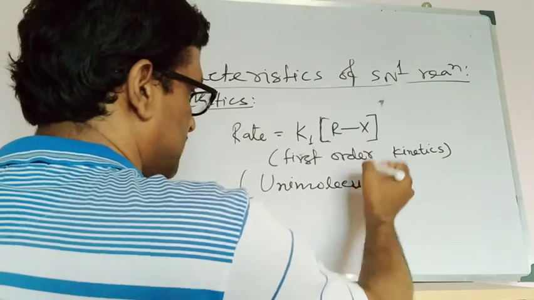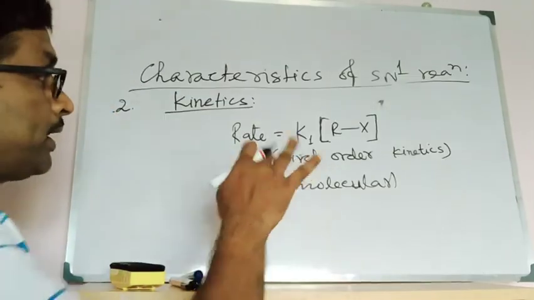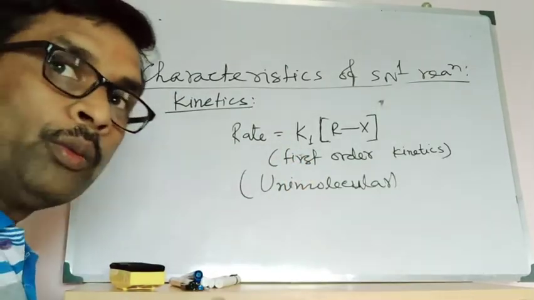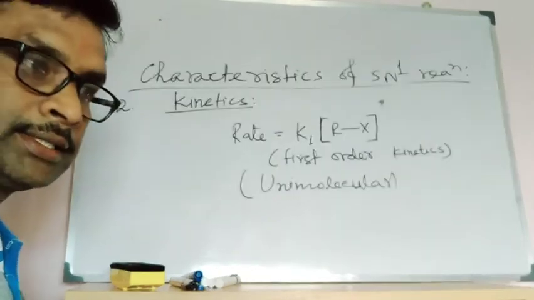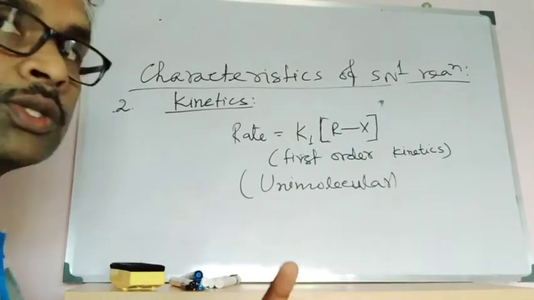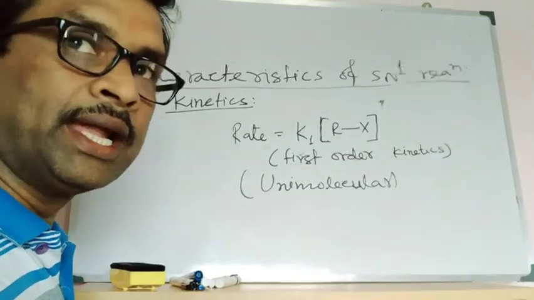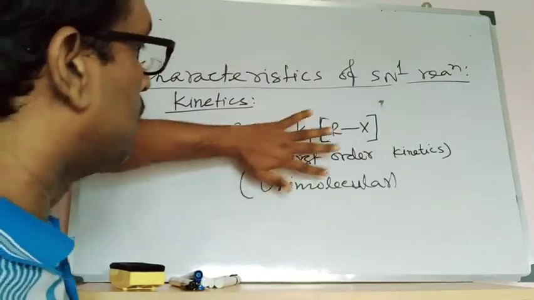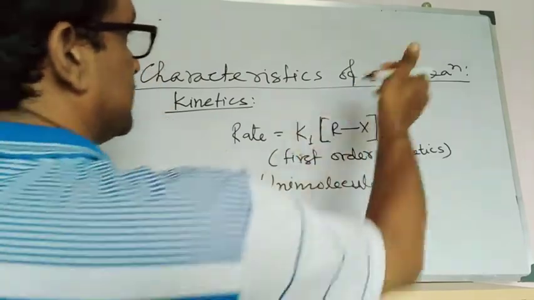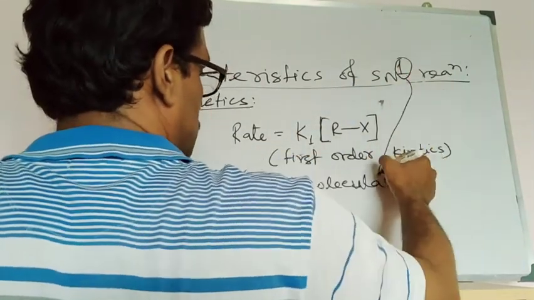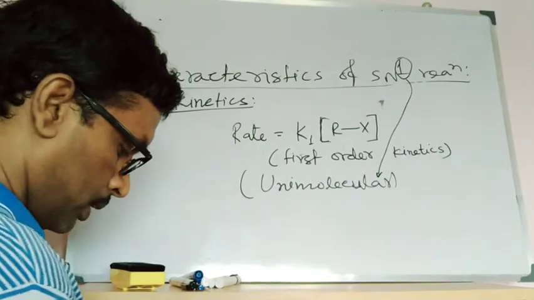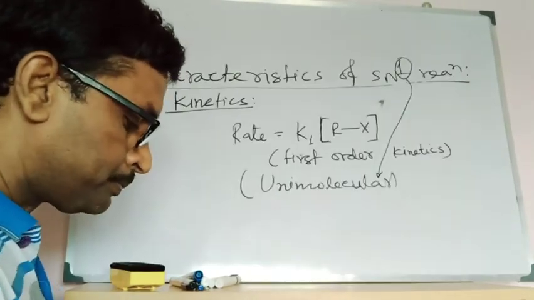So why is this reaction called unimolecular? How many molecules are involved in the RDS? When we studied SN2, that reaction was bimolecular. 2 stands for bimolecular, as 2 species are involved in the RDS. That's why that is bimolecular. Now come to the unimolecular one, the SN1 reaction. That is due to this, and it is called unimolecular.